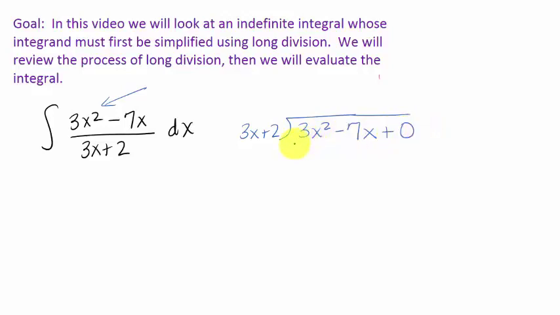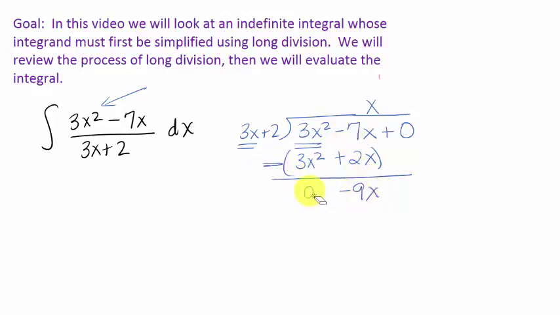So our goal here is to match this first term. So we need to figure out what to multiply 3x by to get 3x squared. Well, if we multiply 3x by x, and we're going to put that above this column because this is where the x's go, we will be able to match this. So x times 3x is 3x squared, and x times 2 is a positive 2x. And remember, we're going to subtract this from what we've got. So if we do 3x squared minus 3x squared, we get 0, and negative 7x minus 2x is negative 9x.